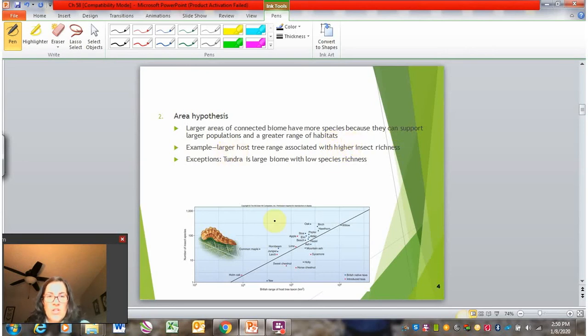One study has shown that if you have a tree host, you have a higher species richness for insects that live in the tree. So this is a graph of that. This is the range of a host tree, and on the y-axis is the amount of insect diversity or richness in those trees. There's a general, approximately linear relationship. The bigger the host tree range, the greater the diversity of insects. But again, there are exceptions to this. The tundra is a very large biome, but it has relatively low species richness.